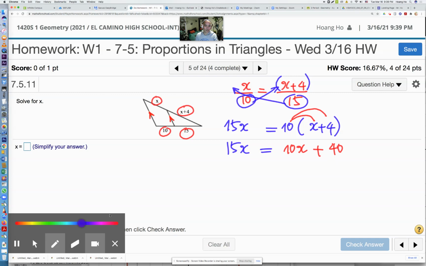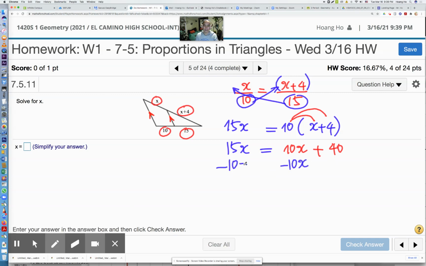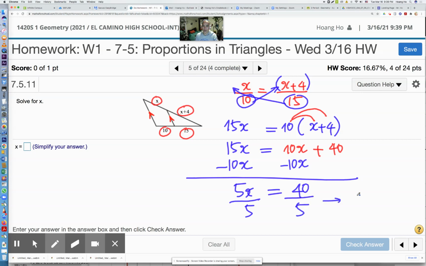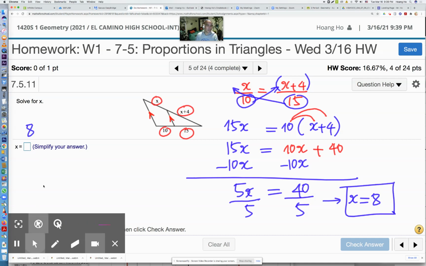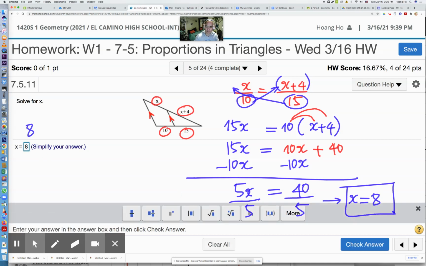So in this equation, I will subtract 10x on both sides. Then I got 5x equal 40. Divide 5 on both sides. So I got x equal 8. All right, x equal 8 is the answer.